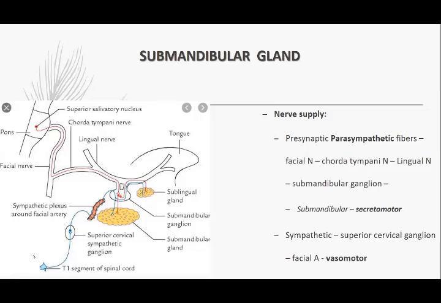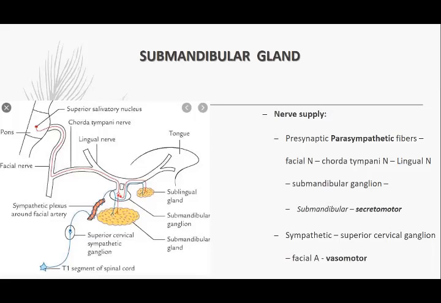Then come the sympathetic fibers from the first thoracic segment of the spinal cord. These sympathetic fibers relay in the superior cervical ganglion. From there, postganglionic sympathetic fibers make a plexus around the facial artery and its branches. And we've just discussed that the branches of the facial artery supply the submandibular gland. So these sympathetic fibers go and supply the blood vessels, the arteries that supply the submandibular gland, namely the submental branch of the facial.